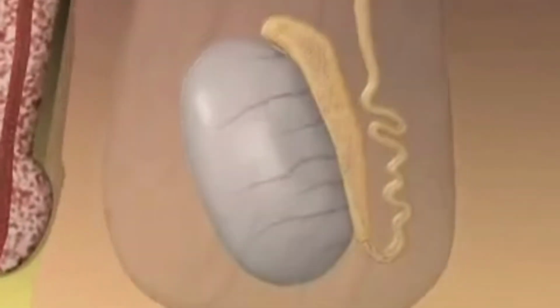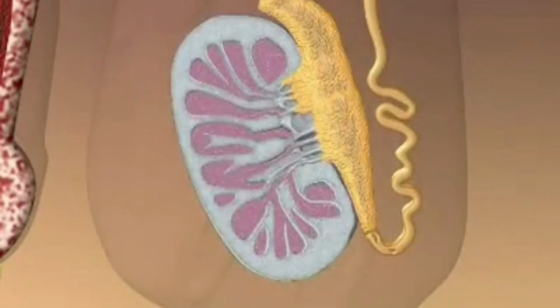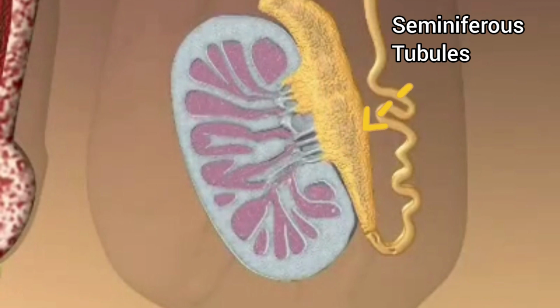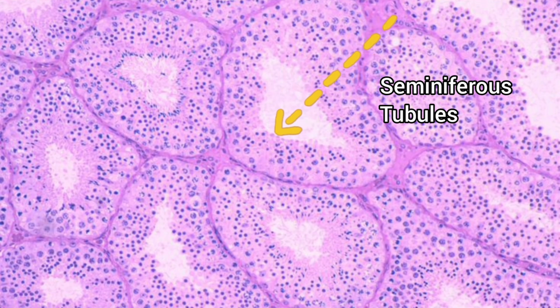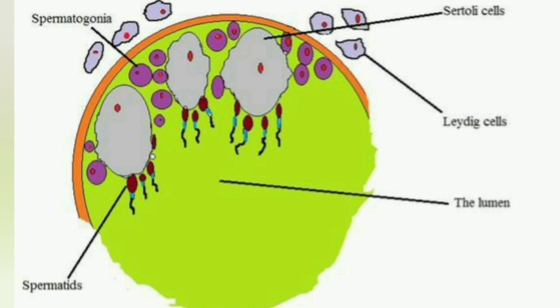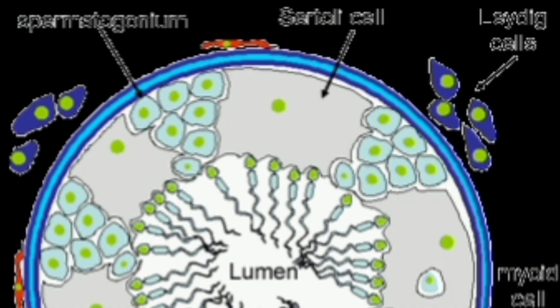Each testis is composed of tightly coiled structures known as seminiferous tubules, which are embedded in the connective tissue. Now present in the connective tissue between the seminiferous tubules is the Leydig cell, and it secretes the male hormone testosterone. The seminiferous tubules produce sperms, that is the male gamete, and the Sertoli cells nourish the developing sperm.